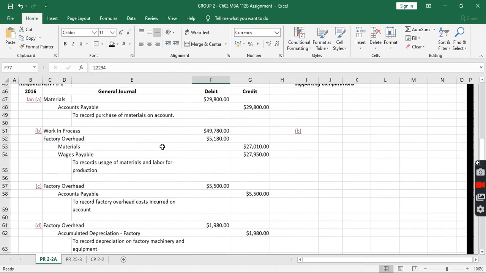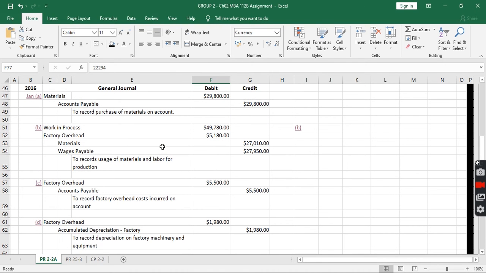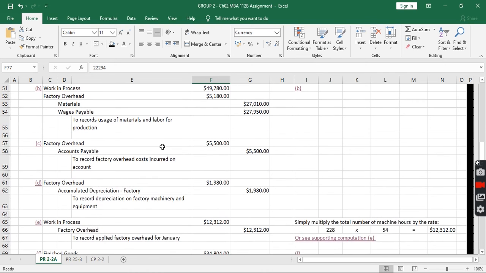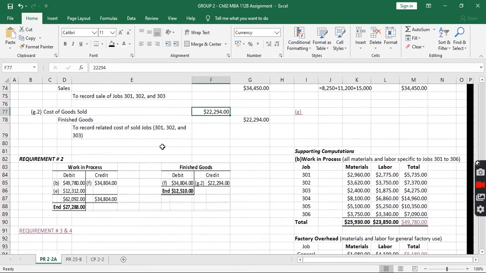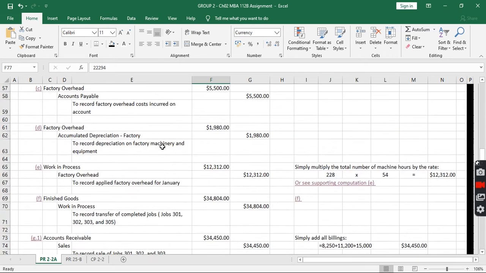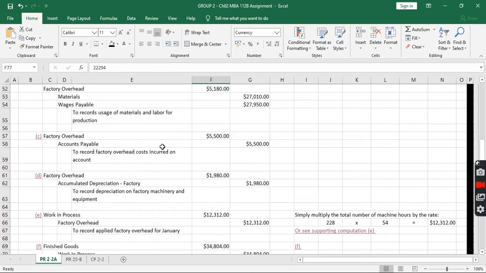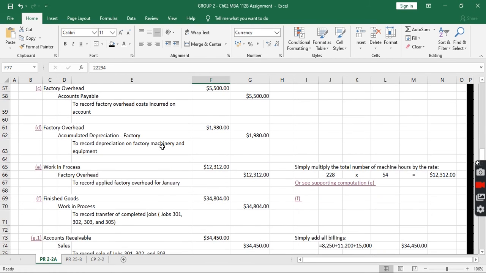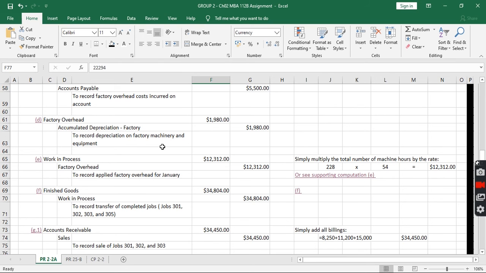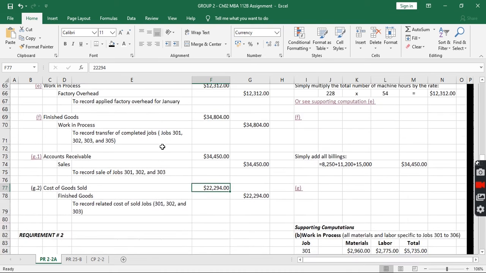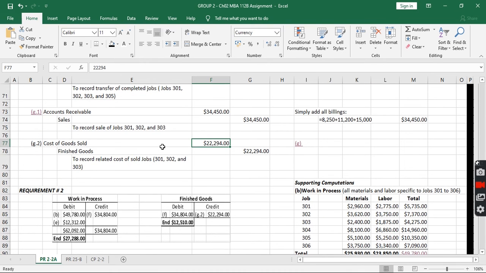For entry A, there's no entry for work in process. For entry B, we have a debit of 49,780. So we post that to the debit side of our work in process. Letter B, 49,780, a debit. For letter C, we don't have any entry for work in process, along with transaction D. For transaction E, we have a debit of 12,312 pertaining to our factory overhead applied. So we post it to the debit side of our work in process, 12,312, as you can see here.